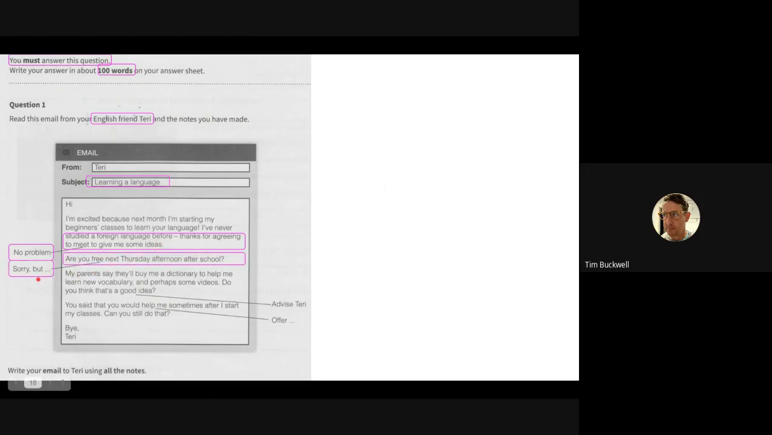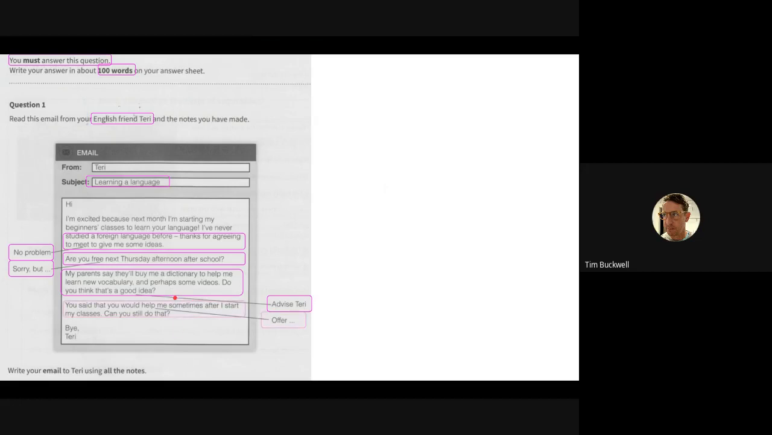We also have to include that we are going to say sorry about meeting next Thursday. We can't meet next Thursday. This is an important piece of information that I must include in my email. We also are going to advise Terry on this subject. Terry said that his parents are going to buy him a dictionary to learn new vocabulary and perhaps some videos. And we have to give advice about if we think that this is a good idea.